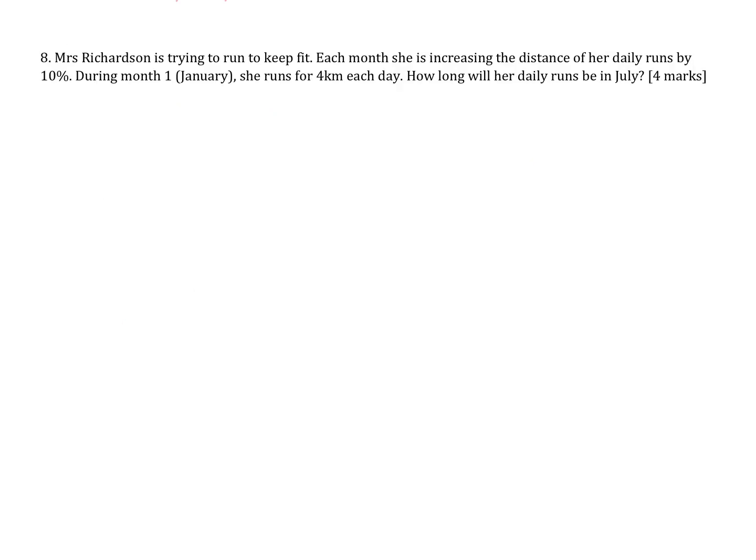Okay, time for our word problems now. Mrs. Richardson is trying to run to keep fit. True story. Each month she is increasing her distance of her daily runs by 10%. Not quite true. During month 1, January, she runs for 4 kilometres each day. So that's going to be term 1 in the sequence is 4. How long will her daily runs be in July? Okay, so we're after January, February, March, April, May, June, July. This one here is July. We're after term 7. Now, if each month she is increasing the distance of her daily runs by 10%.